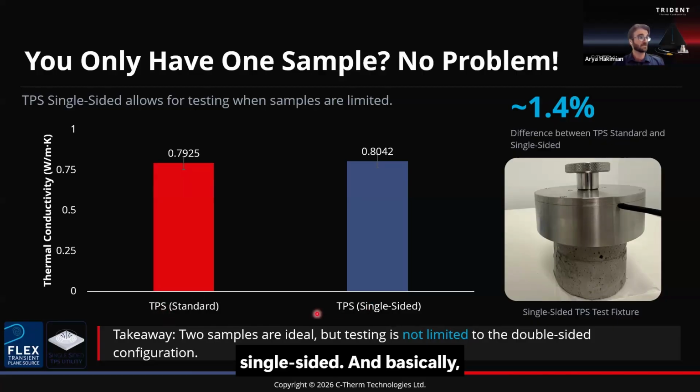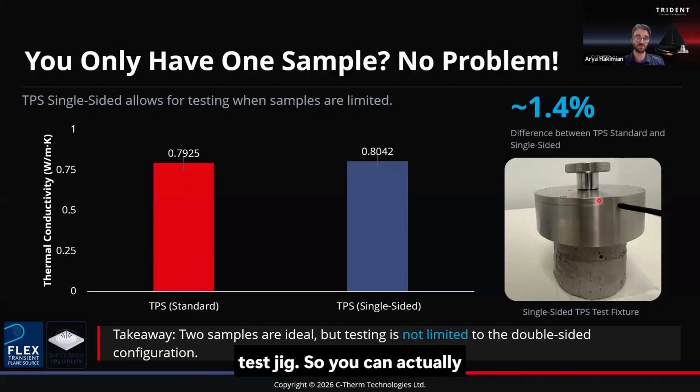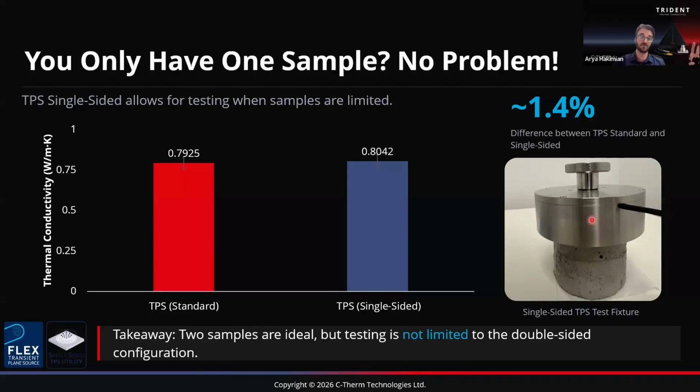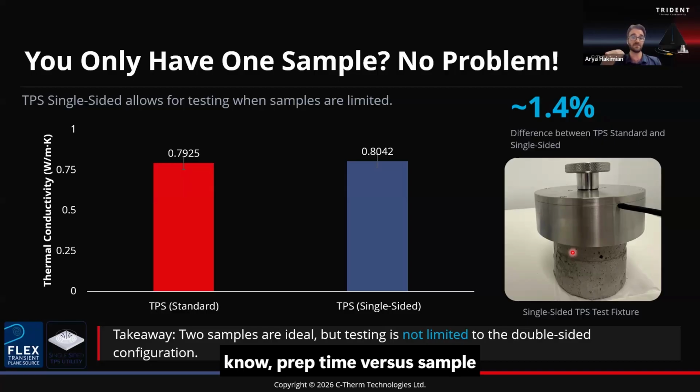And basically what you can see here is, again, a very negligible difference. In this case, either way would be a viable option. You can see the TPS single-sided test jig here, so you can actually get one that comes pre-assembled like this. You just drop it down on the surface of interest for measurement. So again, when you're dealing with your sample considerations, prep time versus sample availability, there are different options to look at in terms of getting you good thermal conductivity data.